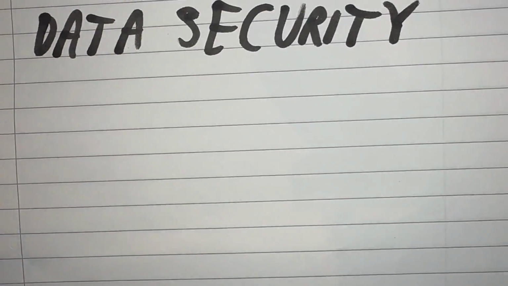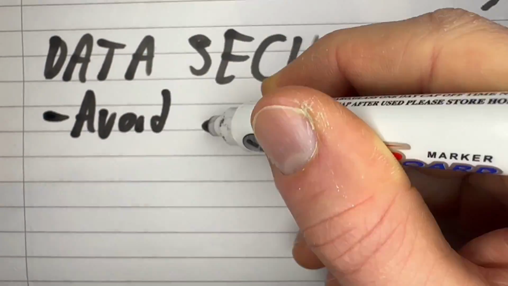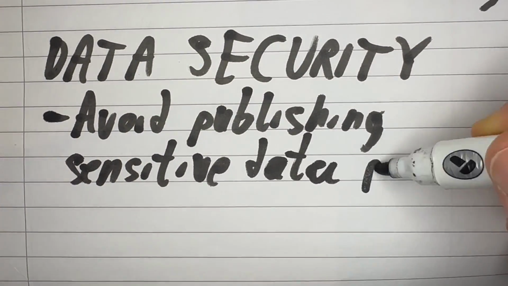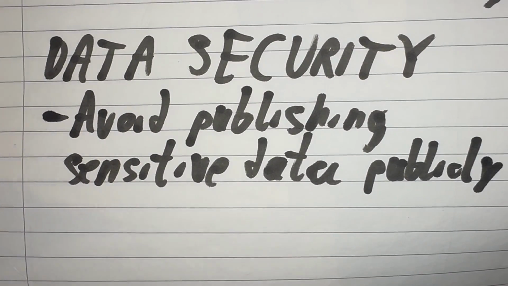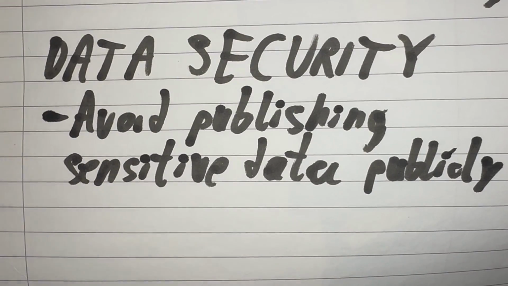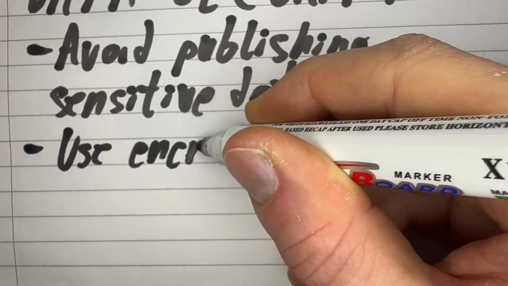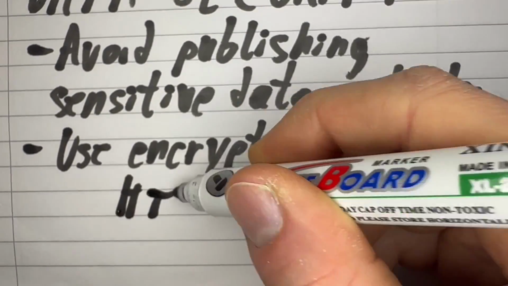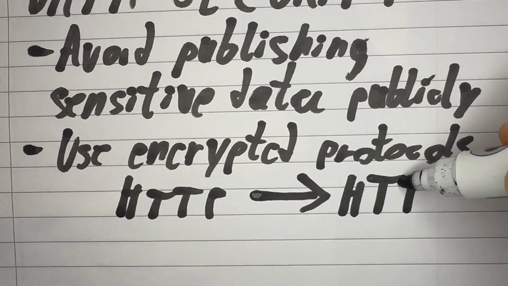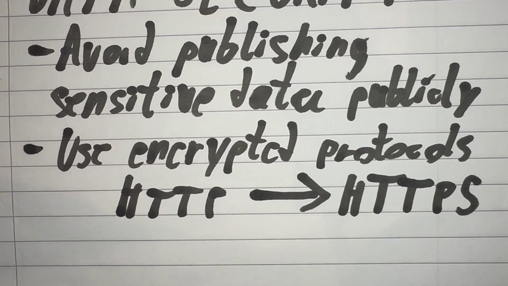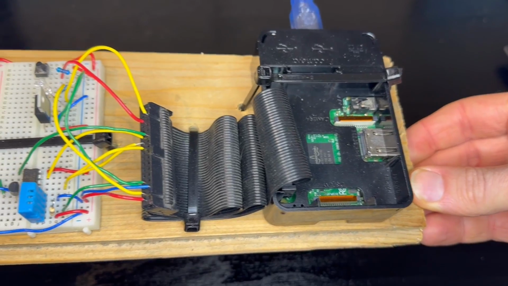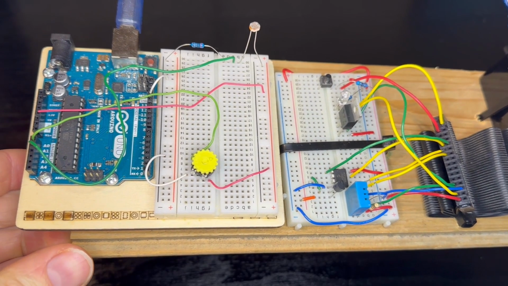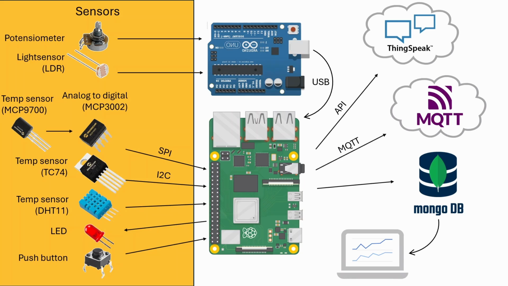To maintain good data security, we should think about who has access to the data, and for example, avoid publishing sensitive data to an online service, for example, like MQTT or Thingspeak. When the information is transferred, we should also make sure it is encrypted so it cannot be read by anyone else. And if you are using a web server, this can be done by switching from HTTP to HTTPS. So, if you're going to make a Raspberry Pi system like the one in this video, you know how to create it and also how to make it secure.